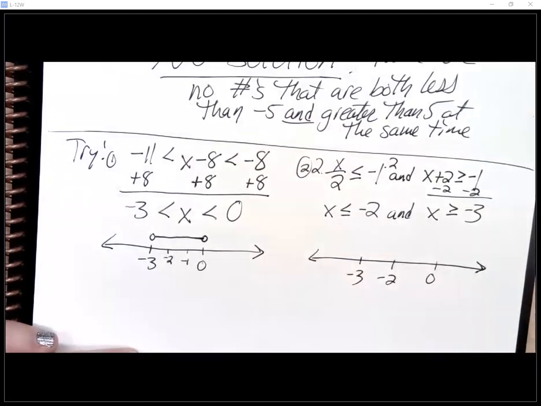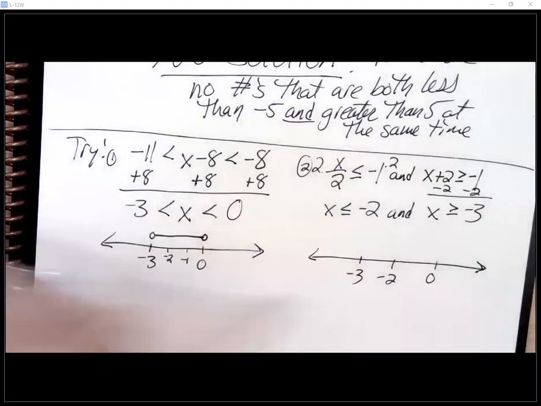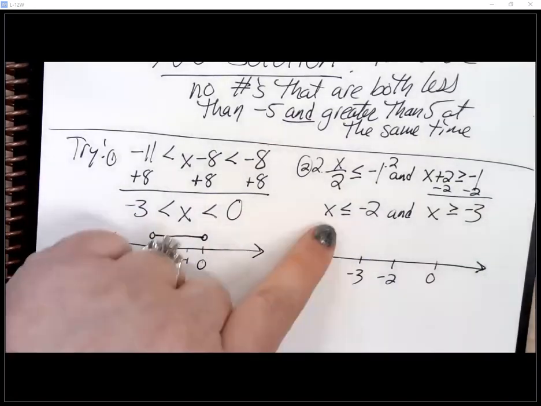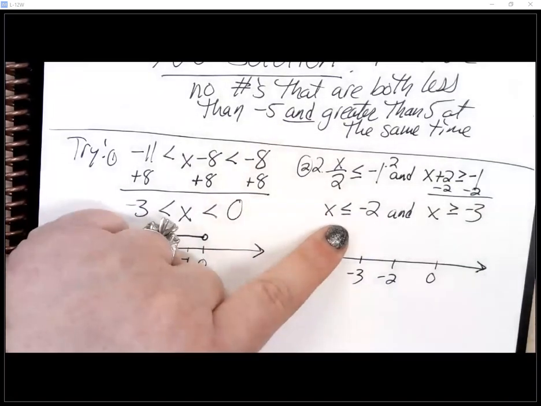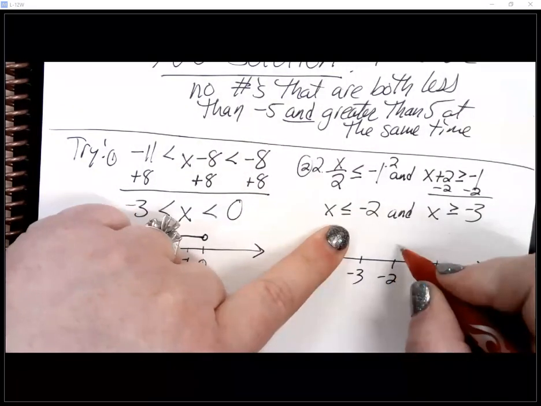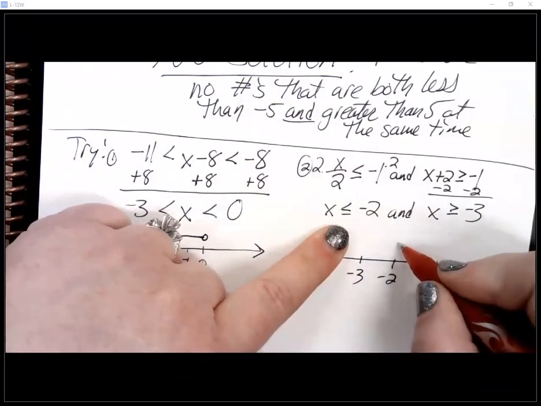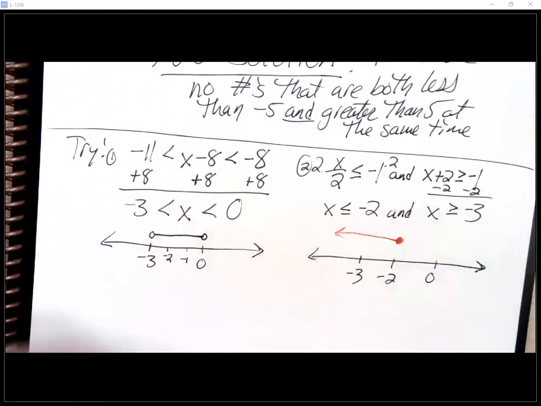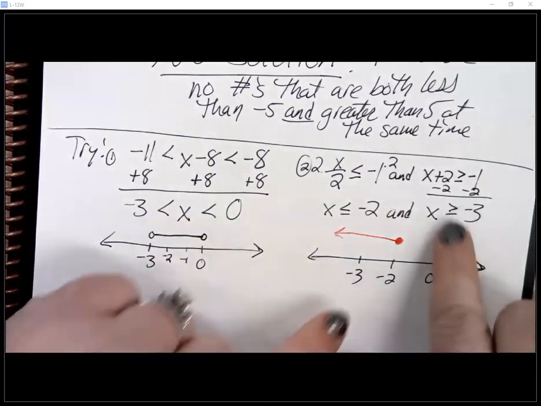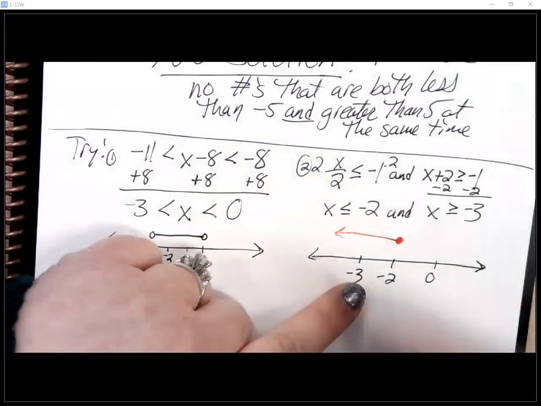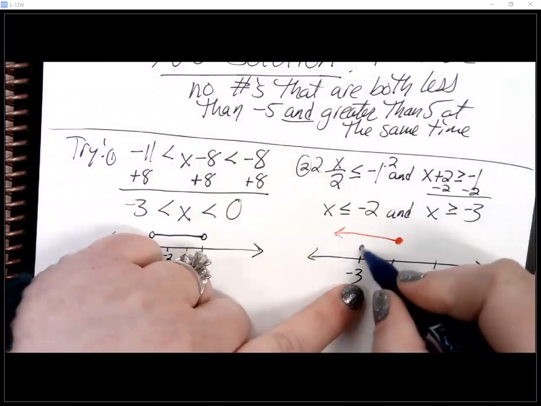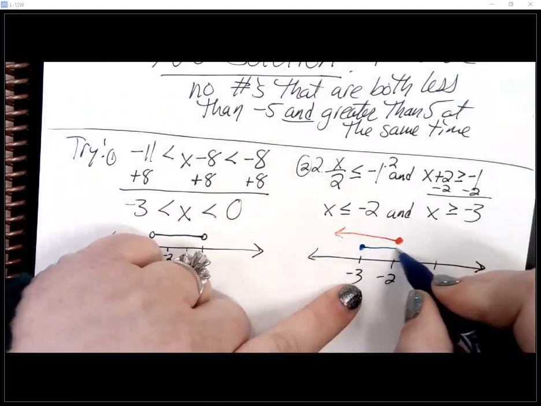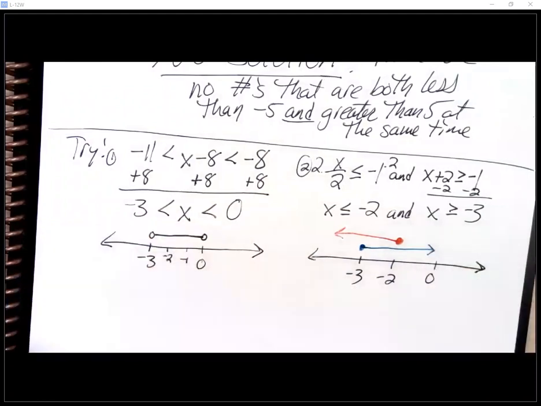So here, I put these in different colors. I want the numbers that are less than or equal to -2. Open or closed? Closed. Less than or equal to -2 is that. And then this one, greater than or equal to -3. So I'll have this. And then my final answer is supposed to be where these overlap.